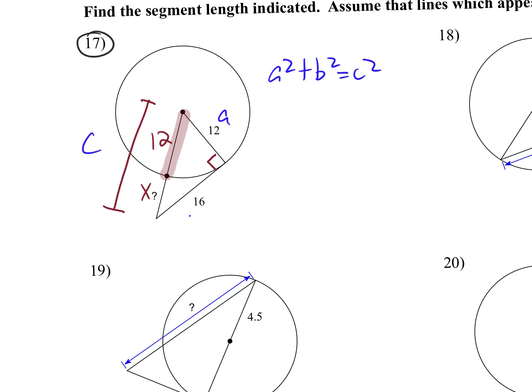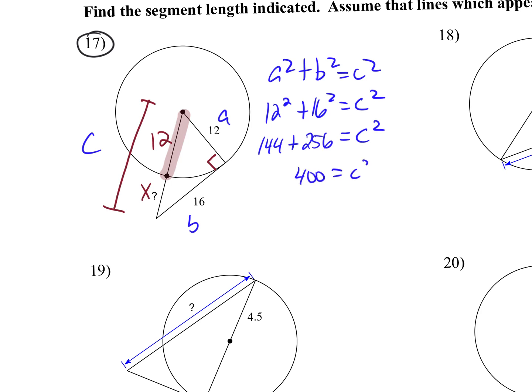And then we'll just do a and b. So a is 12 squared. Then b is going to be 16 squared. And then c is just going to be c squared. We don't know what it is yet. So 12 squared is 144. 16 squared, is that 224? Yeah, 256. And then c squared, we still don't know. Add those two together, what do you get? 400 equals c squared, and then we have to square root it to get c by itself, and c is equal to 20. Okay, so c equals 20, but that's the whole length there.